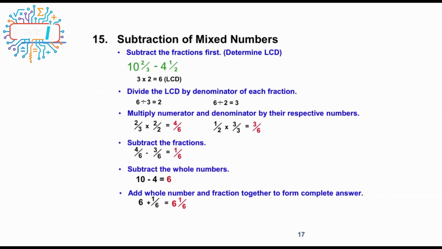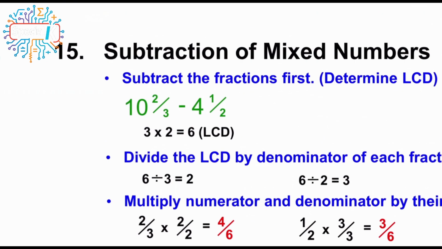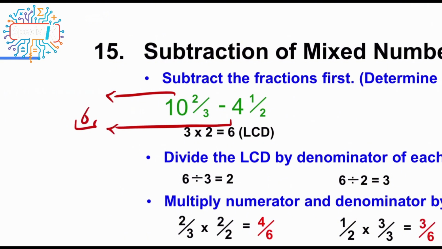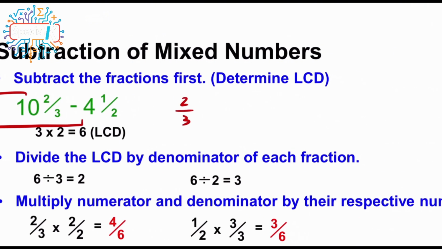So what would happen if you do have mixed numbers? Again, the same scenario. The whole numbers are going to be subtracted from each other, and after that we have fractions subtracted from each other. At this point, I do have 10 and 2 over 3, subtracted by 4 and 1 over 2. Easy. This 10 and this 4 should be subtracted from each other, so I do have 6. So 2 over 3 subtracted by 1 over 2.